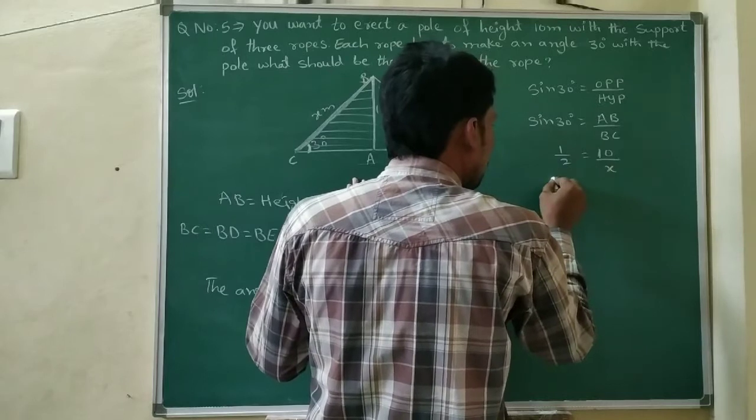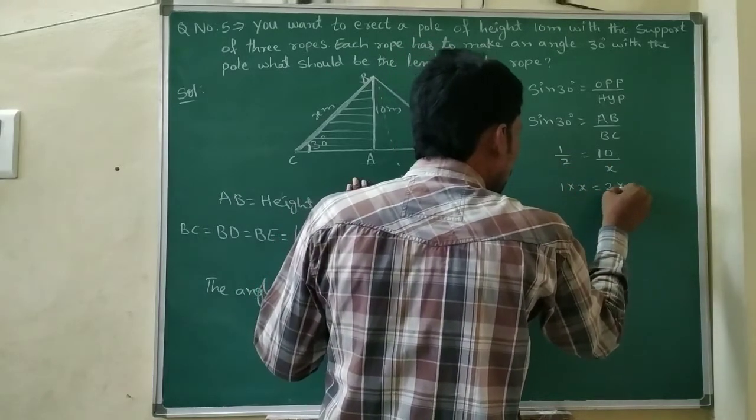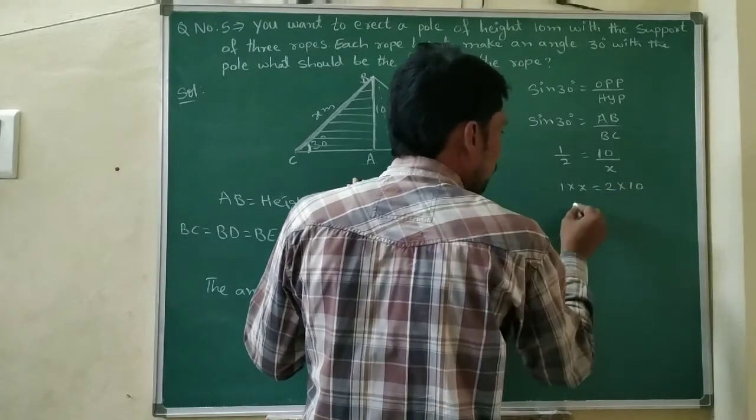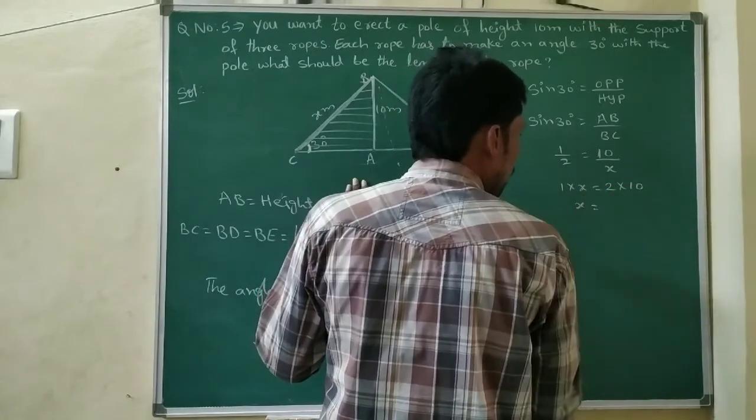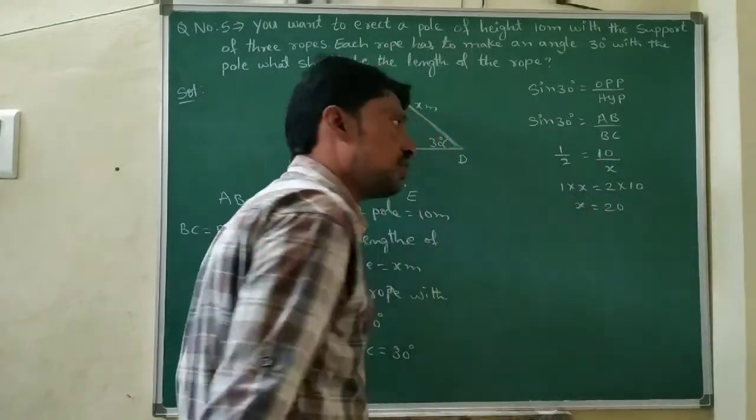So now we can do the cross multiplication. 1 into x equals 2 into 10, we are getting. So x equals 2 into 10, which is 20. So x value we got.